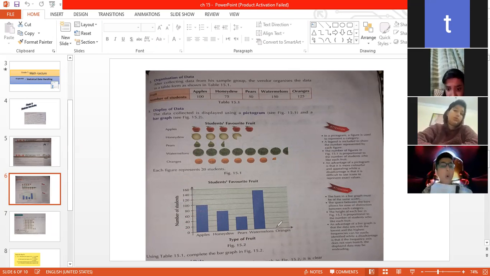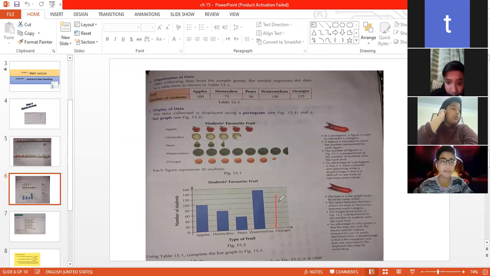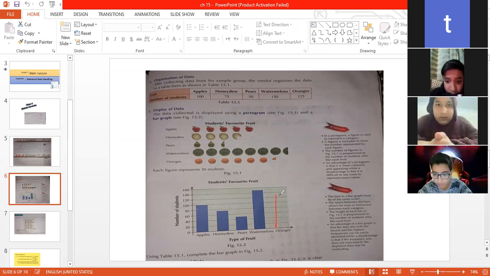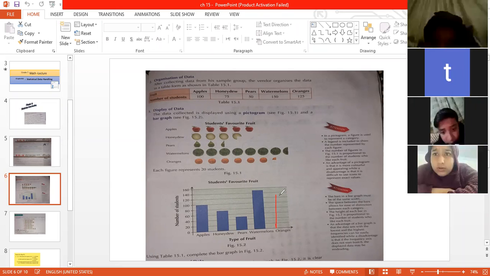Now, if you fill the graph of oranges by yourself, it will become 120, and up till here it will become 125, up till here. Now, this is the easiest way to interpret the data. Can you tell me which fruit the school canteen vendor will introduce? From the graph, can you see which fruit will be introduced by the vendor?